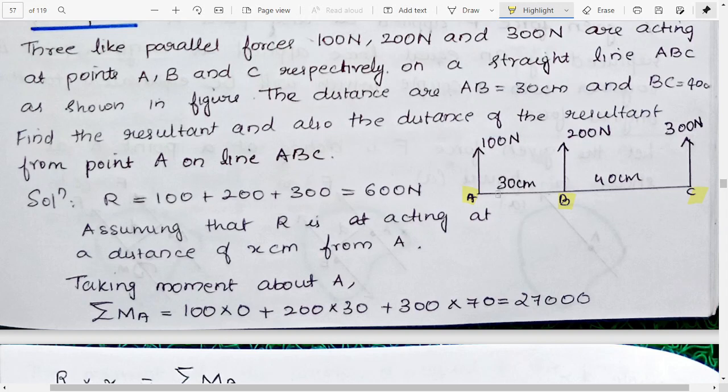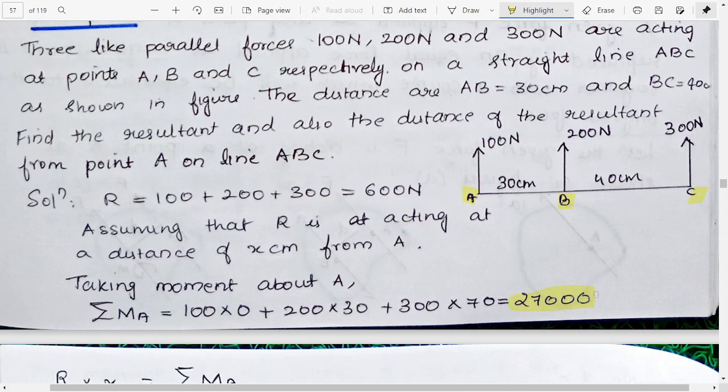R into x is equal to F1 d1 plus F2 d2 plus F3 d3. Okay, so that is Varignon's theorem. So we'll just apply that here. So it will be 100 into 0 plus 200 into 30 plus 300 into 70. Okay, so from that we'll get the summation of MA to be equal to 2700.